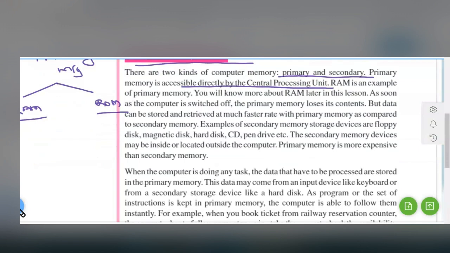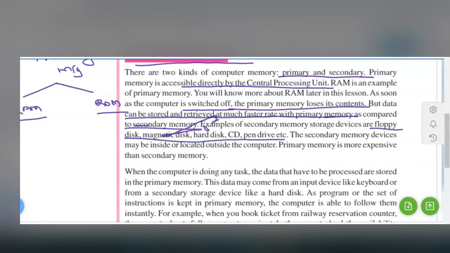Primary memory loses its content as soon as the computer is switched off. Data can be stored and retrieved at a much faster rate with primary memory as compared to secondary memory, so that is the advantage of primary memory. Since it resides near the CPU, its speed is very high, so compared to secondary memory you can access the data at a much higher speed. If we go for secondary memory, you have many other devices where data can be permanently saved. That is the disadvantage of primary memory.